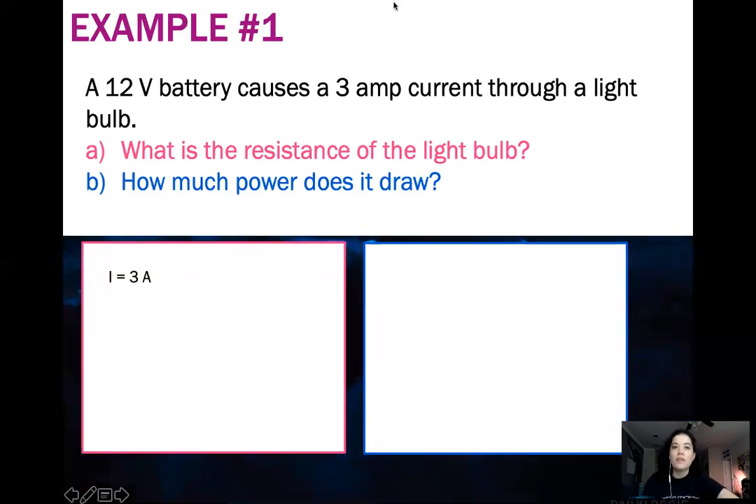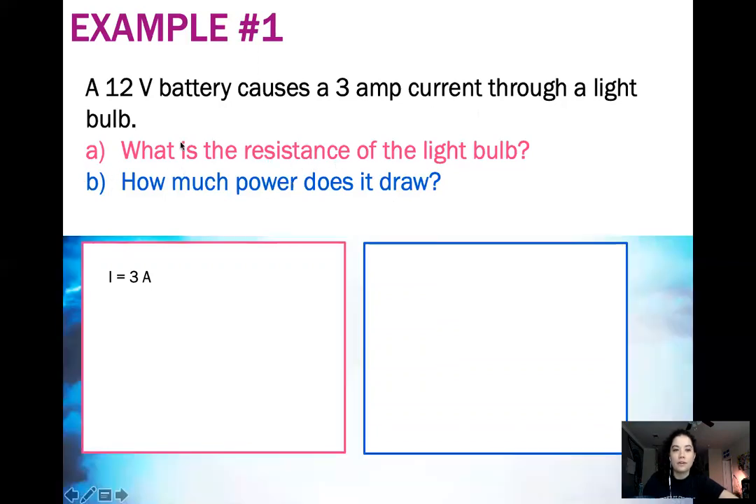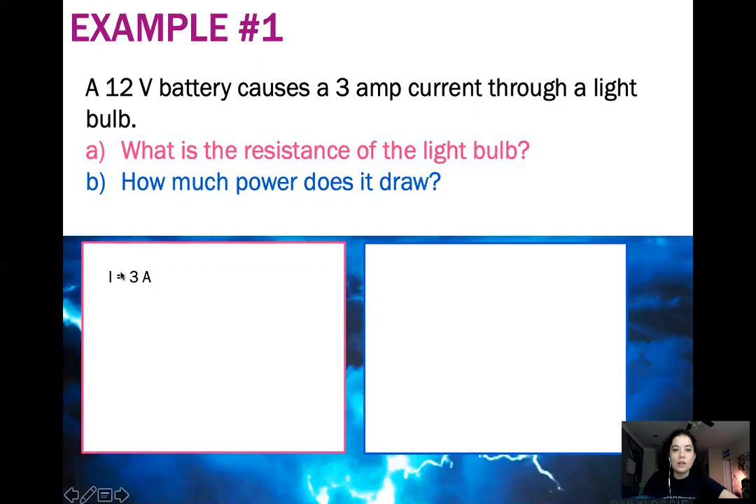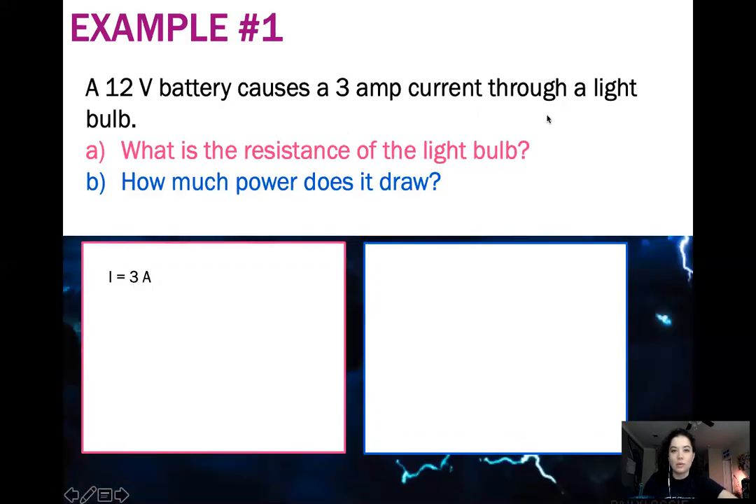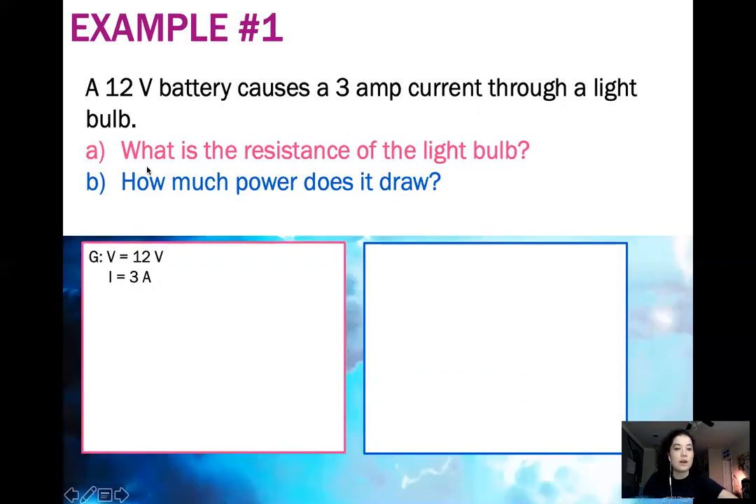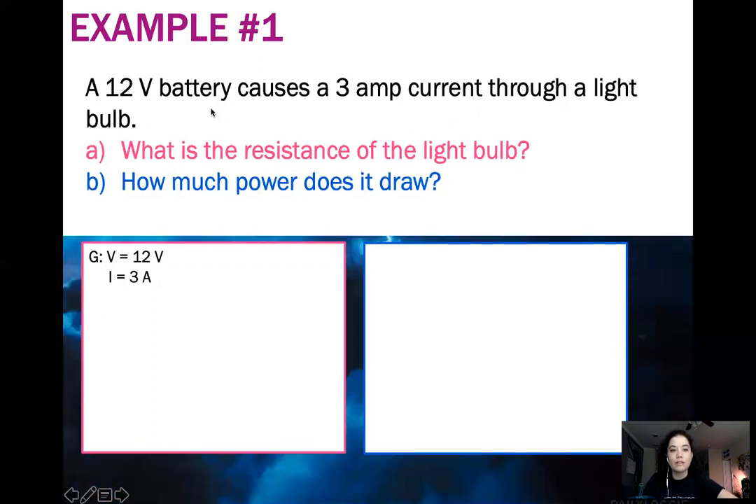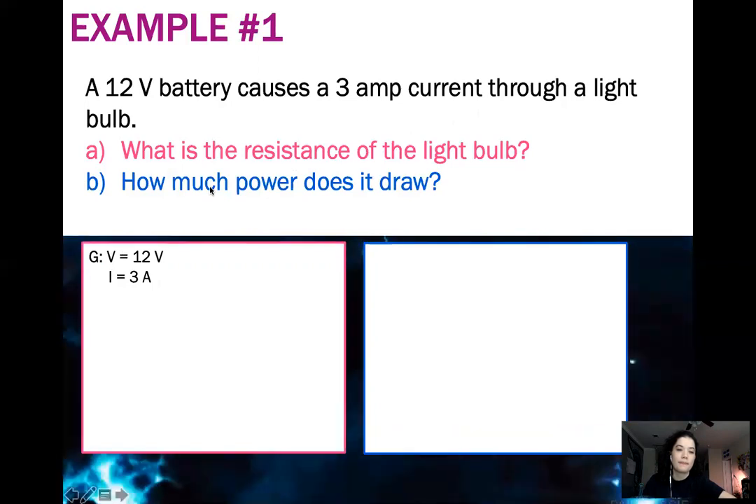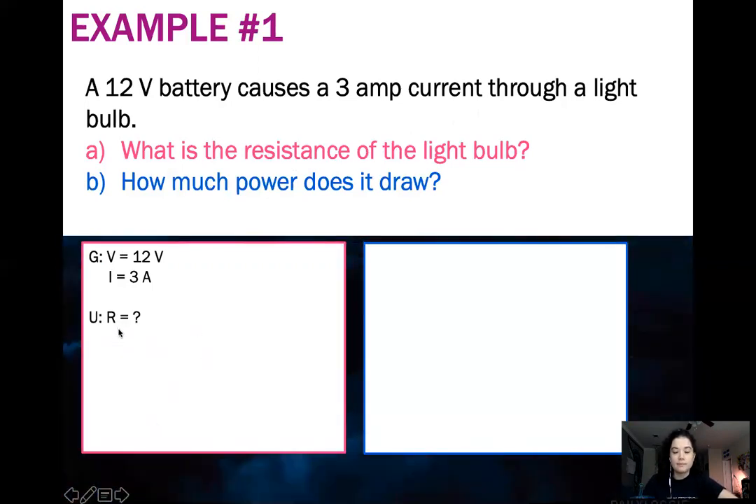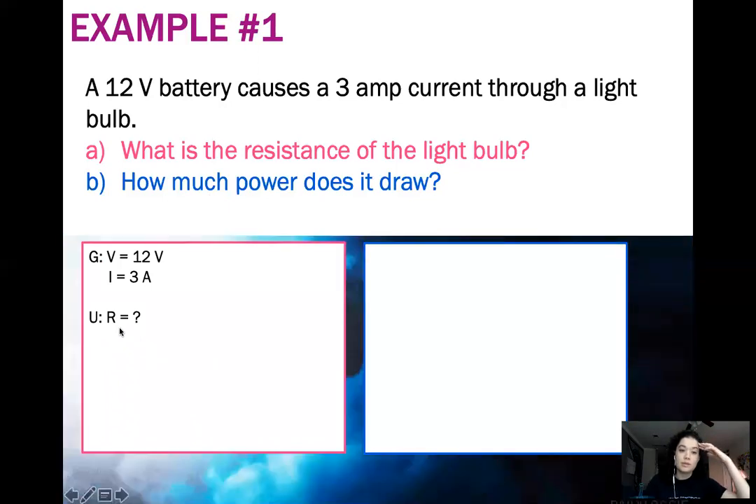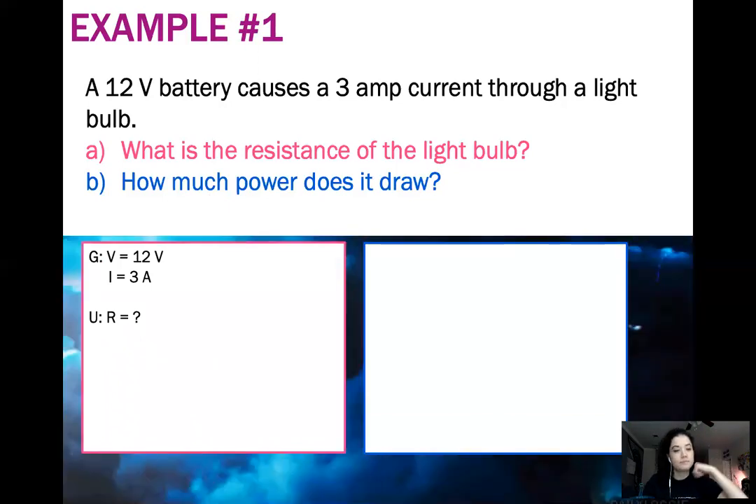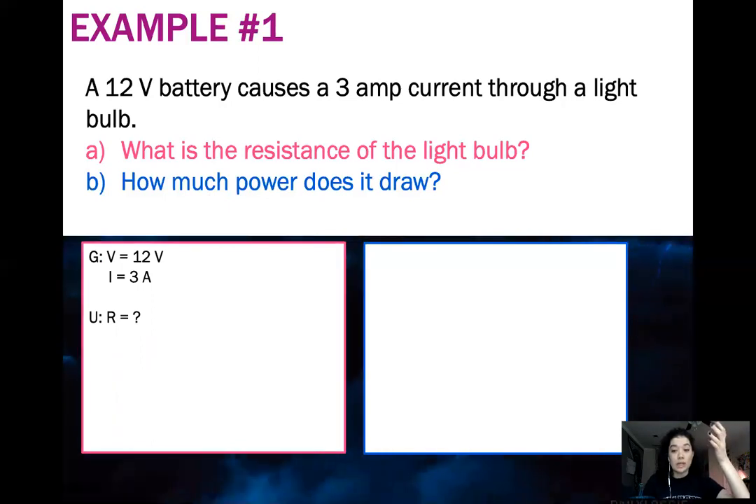So thinking about our problem A first, we know that I equals 3 amps. We've got that current right here. We also know that our V, voltage, is 12 volts. So we want to know our resistance. What formula would we use that's got these 3 variables inside of it? The one that comes to my mind is V equals IR.